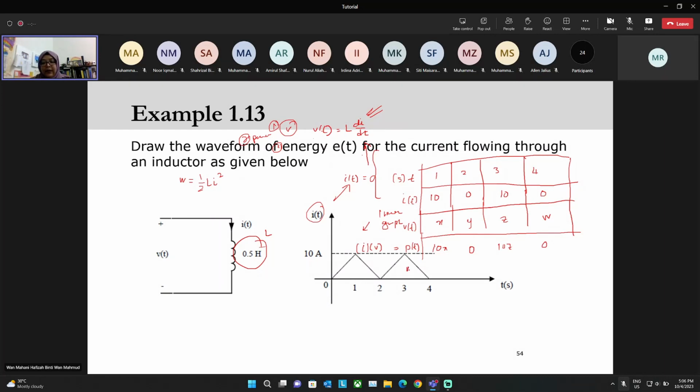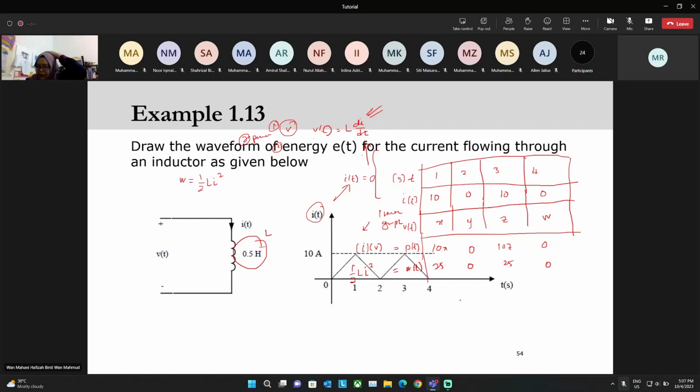And then value W ataupun value E sebagaimana yang diminta ni, W adalah 1/2 L I kuasa 2. So, what you need to do is just untuk sela masa 1. Pada masa 1 second, you cari I 1 second adalah 10. So, 10 kuasa 2, 100. 100 darab dengan 0.5, 50. Bagi 2, 25. Dapat 25 kat situ. Pada masa 1. Pada masa 2 berapa? 0. Pada masa 3, 25. Pada masa 4, 0. You kira lah macam tu.